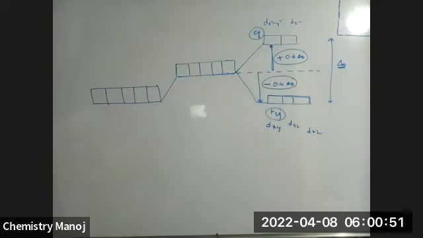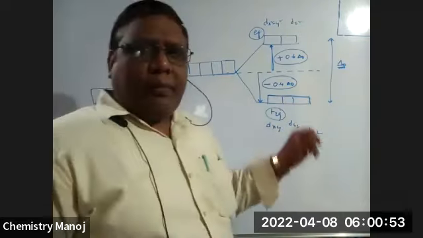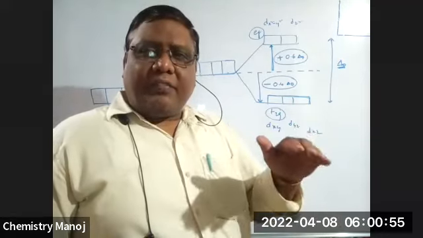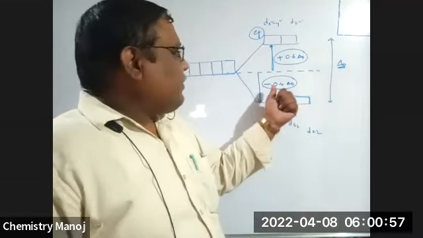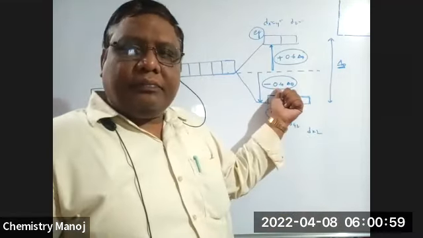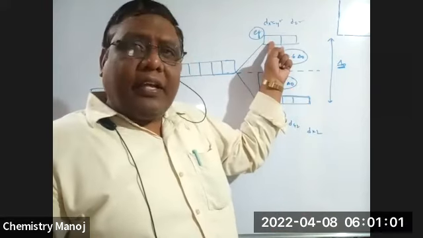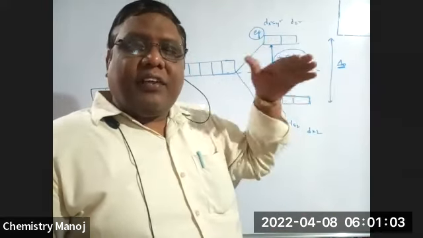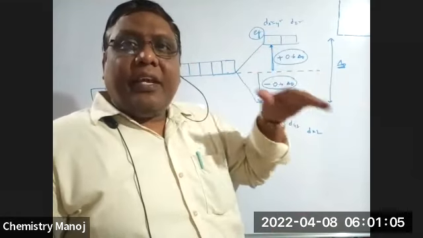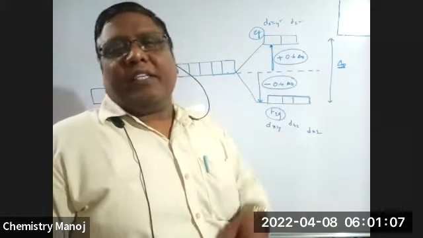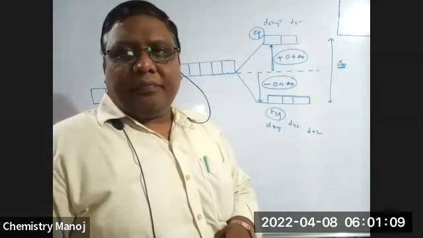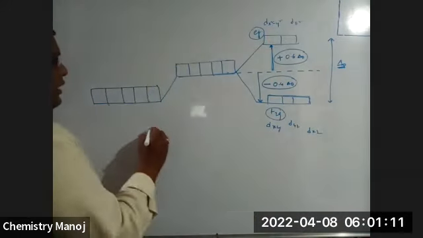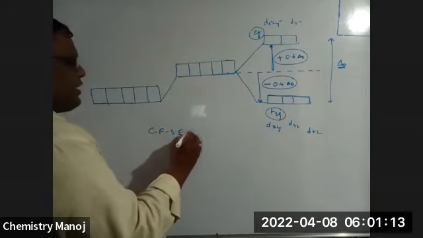If an electron enters a T2G orbital, the energy of that orbital decreases by a fraction of 0.4. If an electron enters an EG orbital, the energy of that orbital increases by a value of 0.6. Now, crystal field stabilization energy.